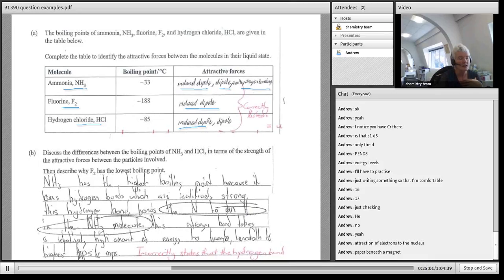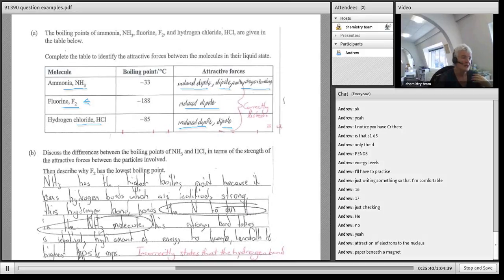Okay, so they don't just say ammonia has hydrogen bonding. They also acknowledge that ammonia has dipole-dipole force of attraction, as well as the induced dipole or temporary dipole. I've taught it as temporary dipole and permanent dipole, and those are accepted. So this one's induced dipole. Fluorine is non-polar, so it only has temporary forces of attraction. And then hydrogen chloride is a polar molecule, so it has both the temporary and the permanent.